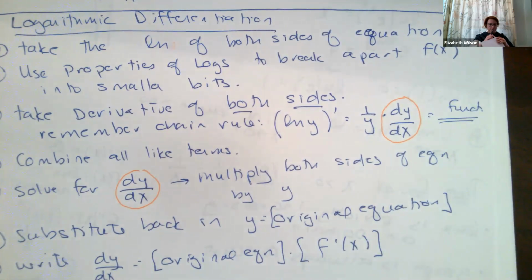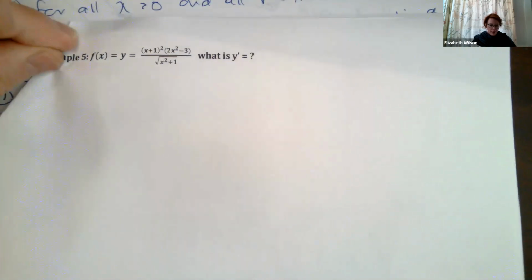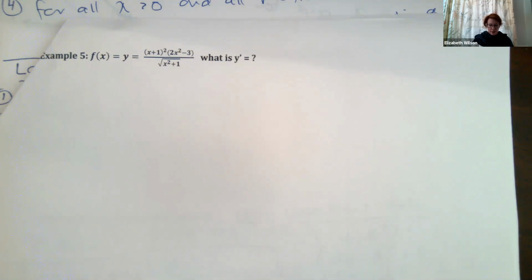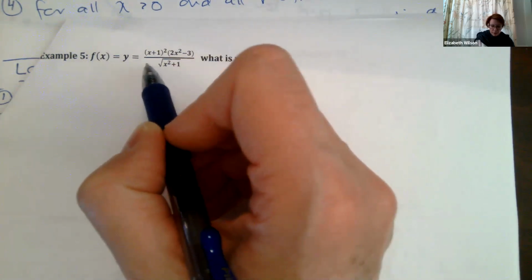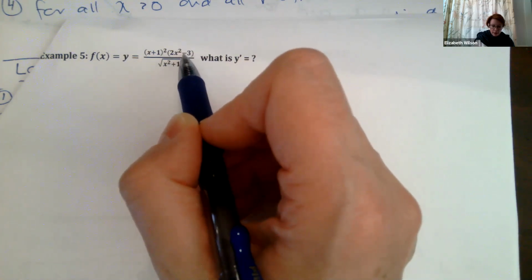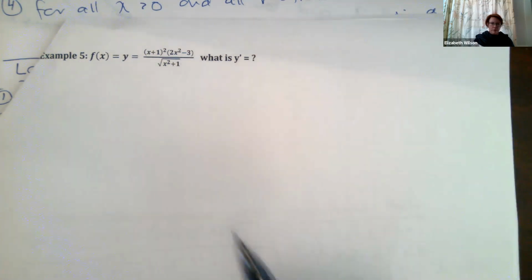So last example, example number 5. We have again y equals, if it's f of x, I just substitute it as y. I find it easier to take dy/dx. f of x equals y equals (x plus 1) squared times (2x squared minus 3) all over the radical of x squared plus 1. And we want to know what's the derivative.